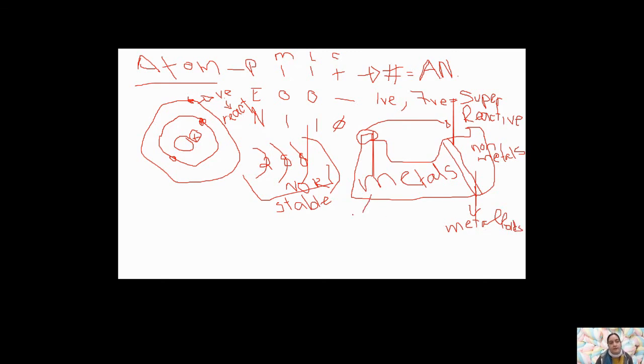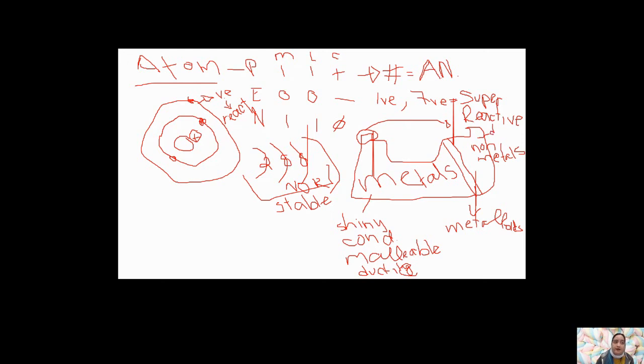So our metals are going to be shiny. They're going to be conductors. They can conduct heat, they can conduct electricity. They're going to be malleable, which means you can bend them and shape them however you want. Okay, and they're ductile, which means we can make them into wires. Ductile, not ductilely.